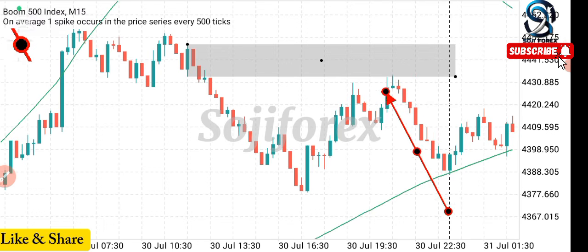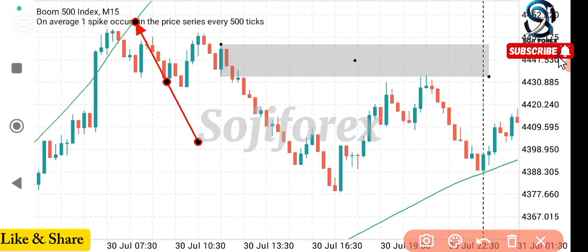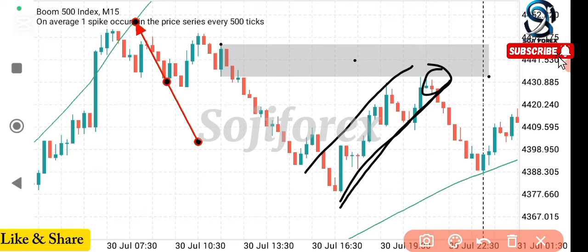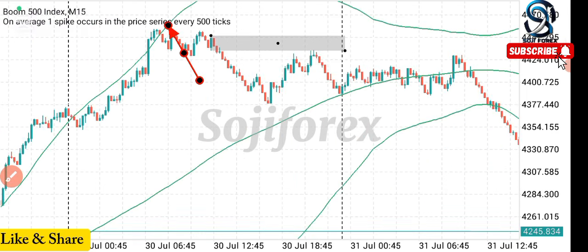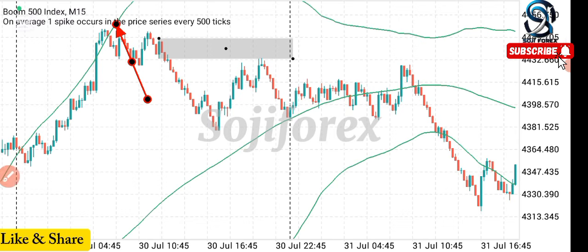So if you were here, this is your entry. And of course, you can see how price moves. You can either wait for price to break out of this trend line for you to sell, or you use this candle formation and then you sell. And afterwards, you can see the outcome, ever since price has been moving down.